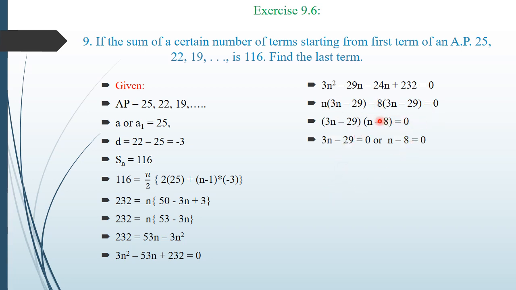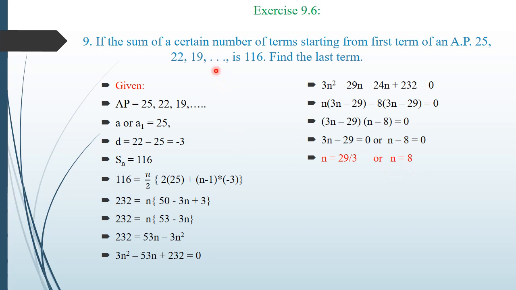Now if the product of these two terms is equal to 0, either this term should be 0 or that term should be 0. Let us equate to 0 one by one. 3n minus 29 equals 0 or n minus 8 equals 0. If I solve for n, I'll get 29 by 3 or 8. n cannot be a fraction because it has to be a whole number, since n is the number of terms. So I'm getting the answer n equal to 8.